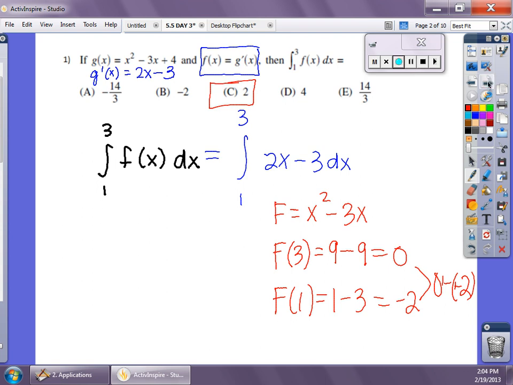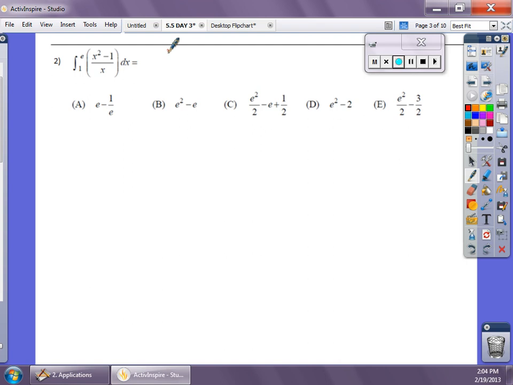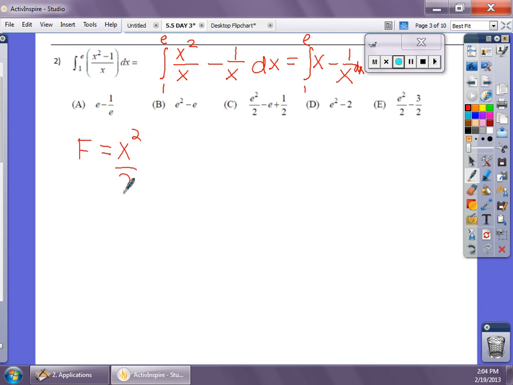Next one, number 2. For this guy, it's a quotient rule. So remember, you can't do anything with a quotient rule. What we'll do instead is simplify it so it's no longer a quotient. You actually get the integral from 1 to e of x minus 1 over x dx. My antiderivative will be x squared over 2 minus ln of x.